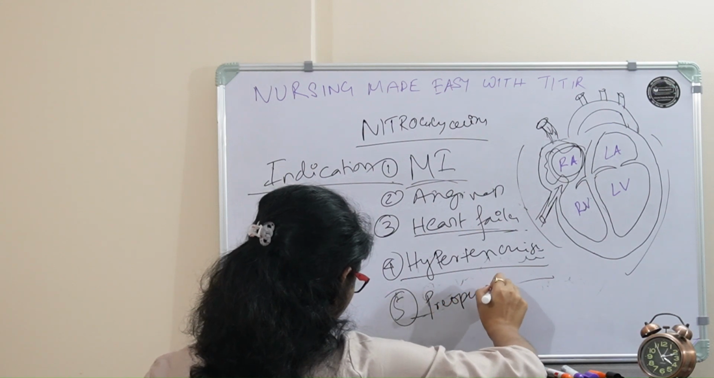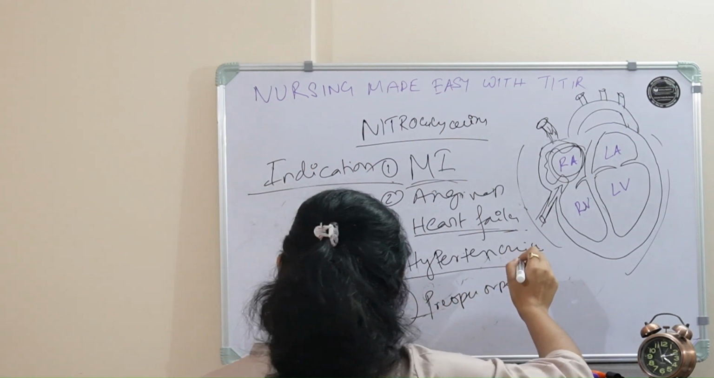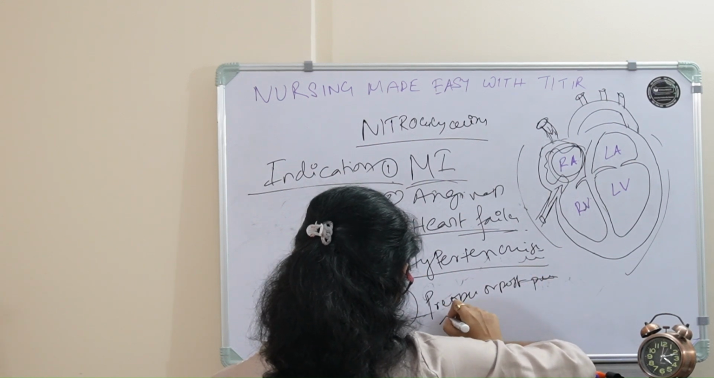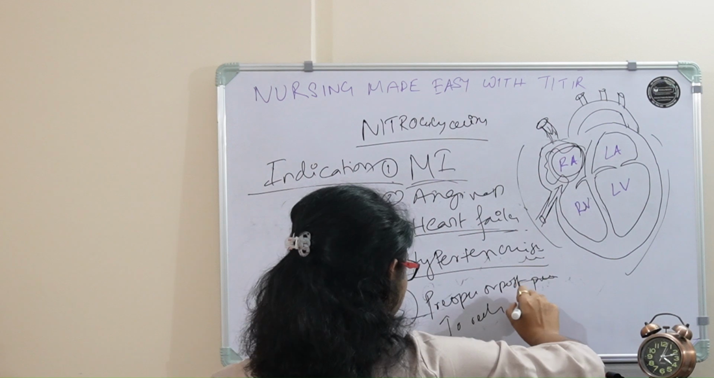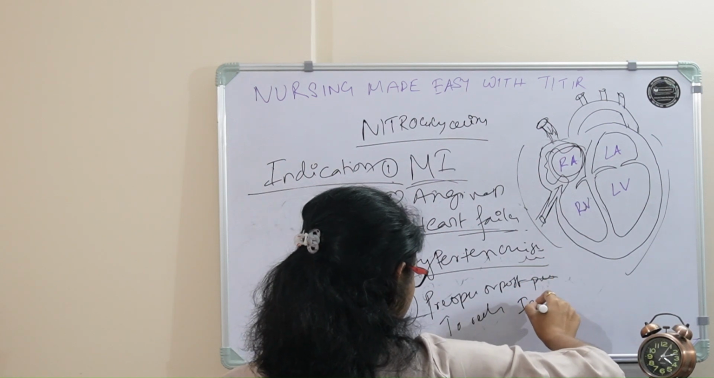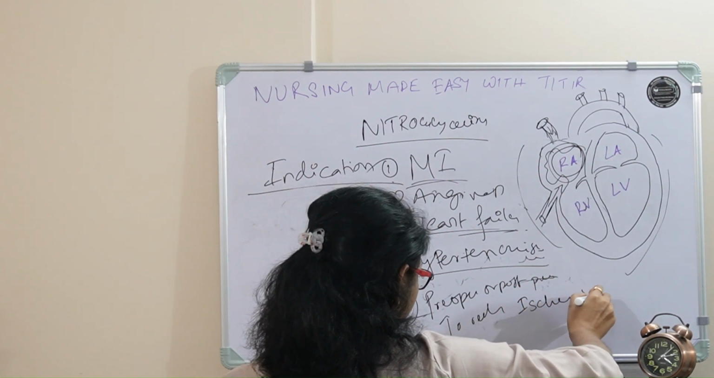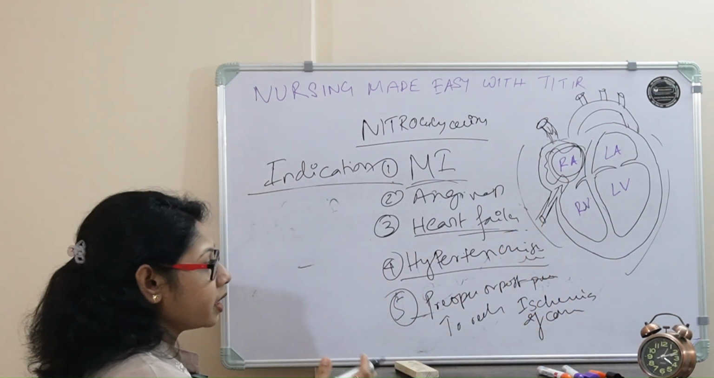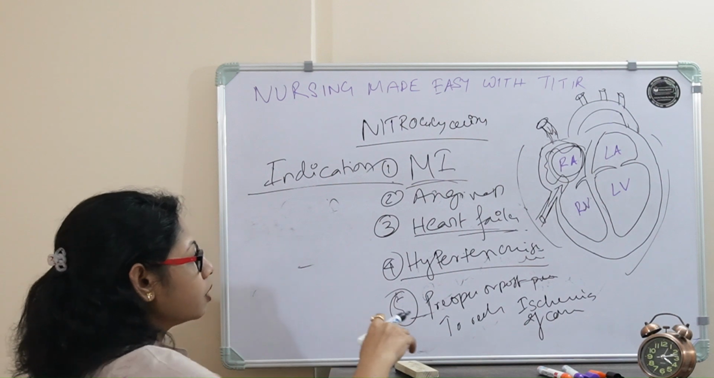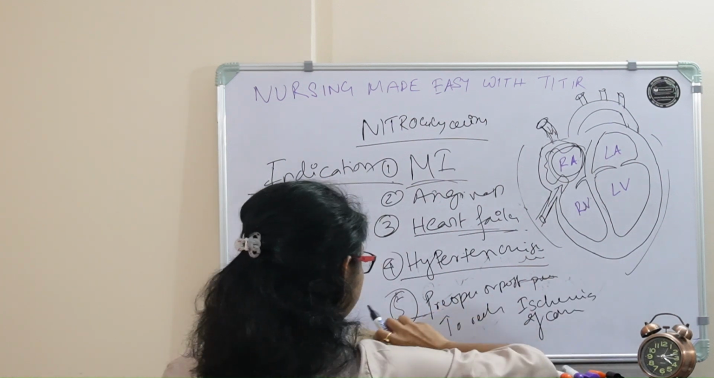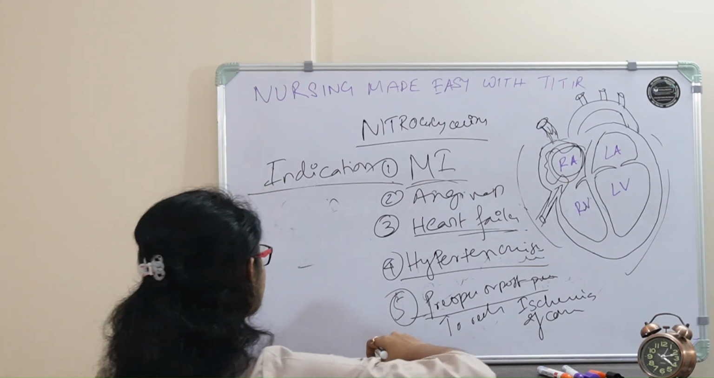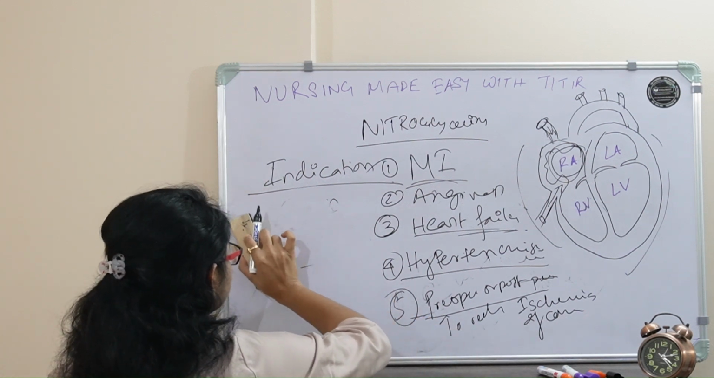And the fifth indication is preoperative or postoperative preparation to reduce the ischemia of cardiac muscles, because the oxygenation level will be high. So we can use it in postoperative cardiac surgery cases. This is the indication of nitroglycerin.